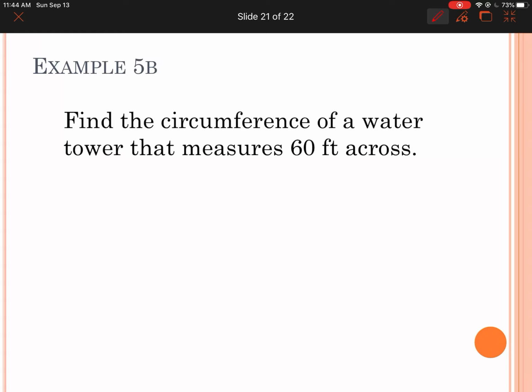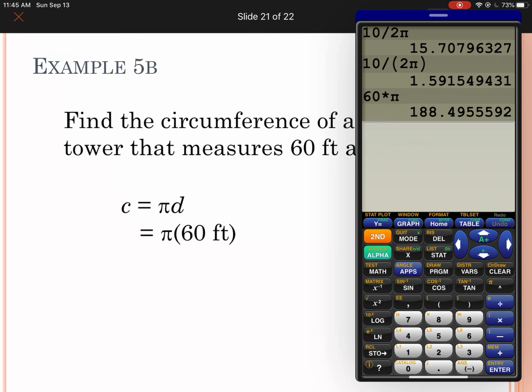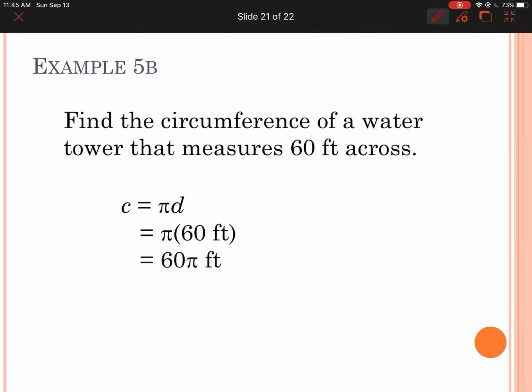And then it says, find the circumference of a water tower that measures 60 feet across. Well, 60 feet across would represent the diameter. So we know the diameter, and so we can think, oh, well, circumference equals pi times diameter. We can plug in 60 feet for the diameter. We can multiply that out. So we want 60 times pi. And we get about 188.5 feet. And so that's using that formula.